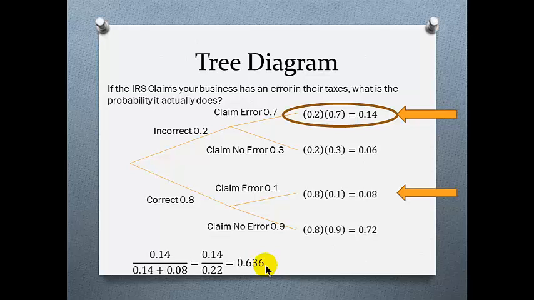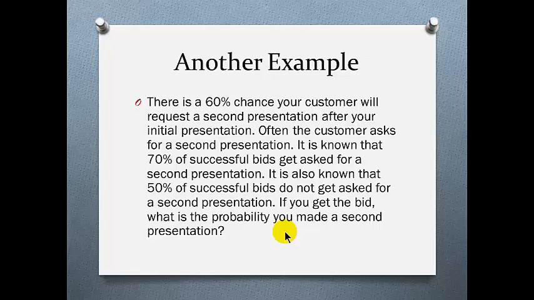So notice how the tree helped us see that. The given parts make up our denominator. We have to add those together. And the overlap gives us the numerator. Let's look at another example, see if we can make this a little more concrete.